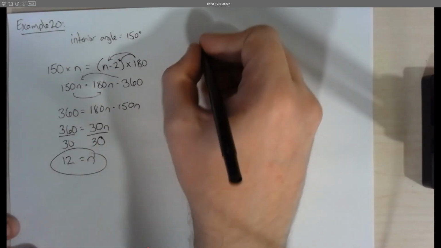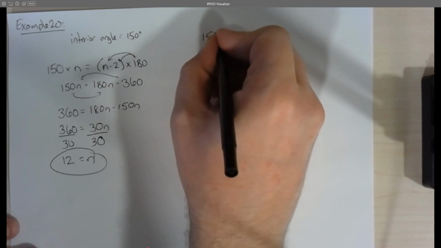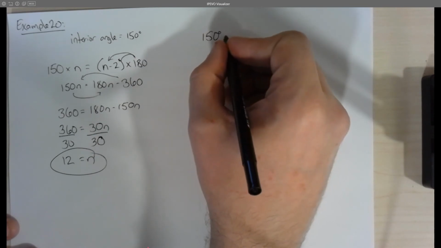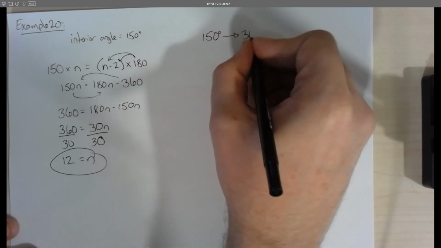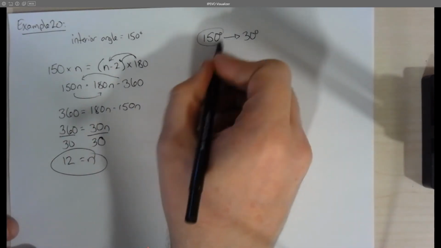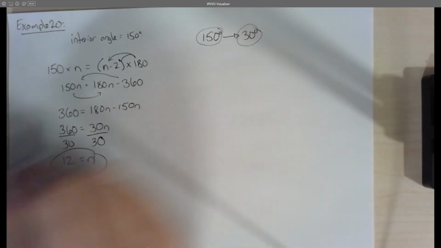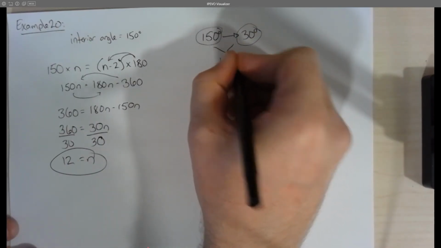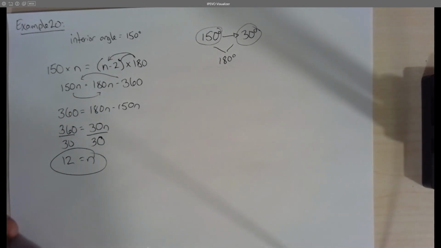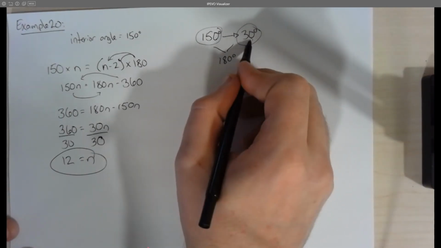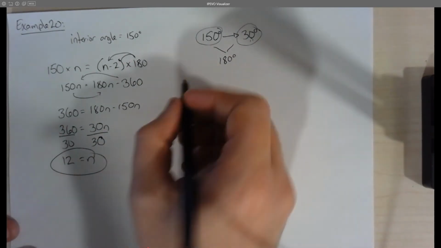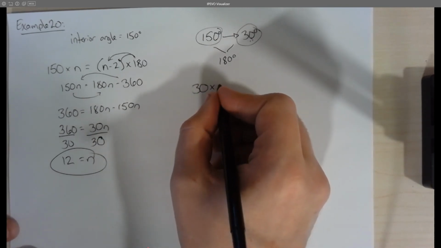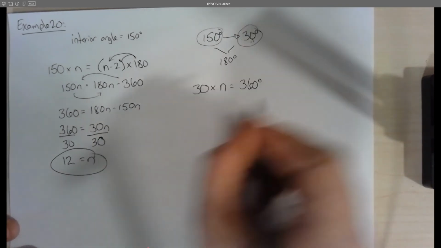The other way of doing it is thinking about an interior angle is 150 degrees, which means when that makes a straight line, that the exterior part of that must be the extra 30 degrees. If interior is 150, exterior must be 30, because together they have to equal 180 degrees. Okay, if the exterior angle is 30 degrees, how many of those do I need to get 360? Well, that's what I need to figure out. 30 times n equals 360 degrees.